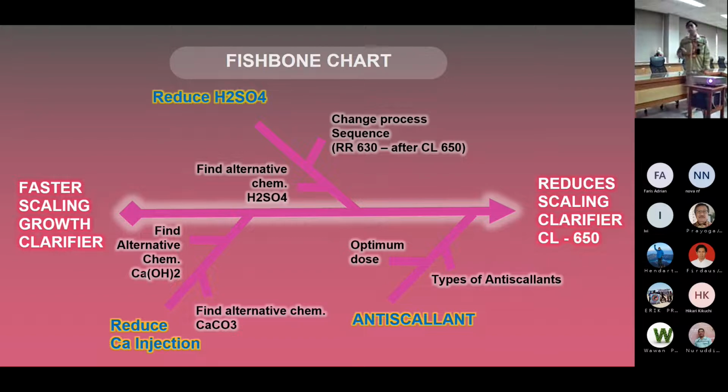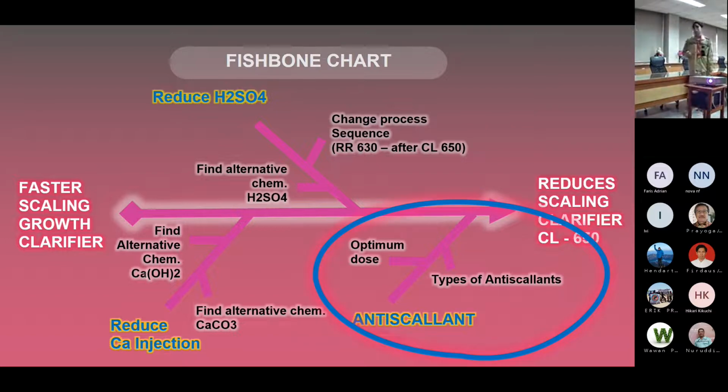As for the third possible method, it is using anti-scalant, which is our main topic of research. By finding the optimum dose and types of anti-scalant to reduce the scale in CL650, or the clarifier.